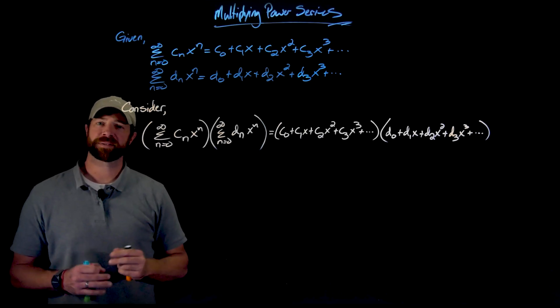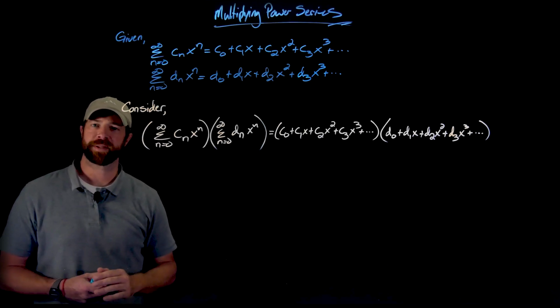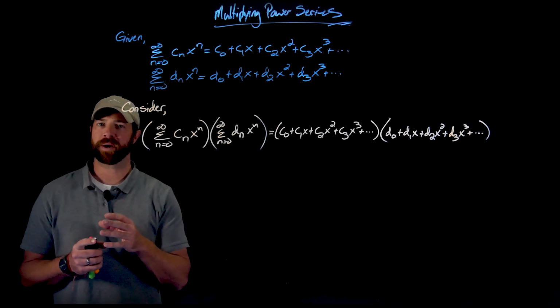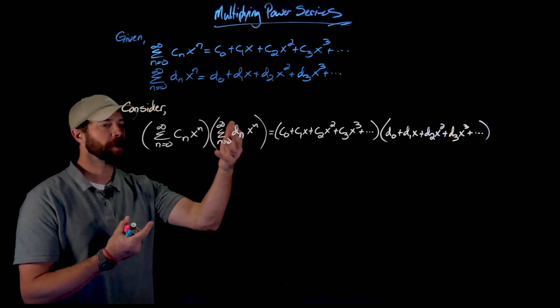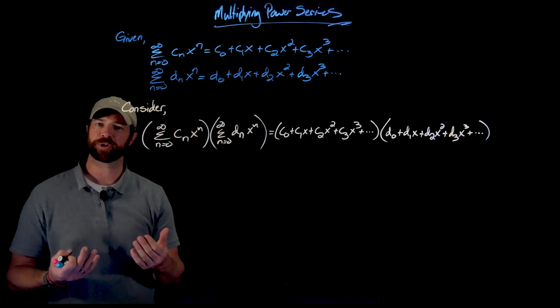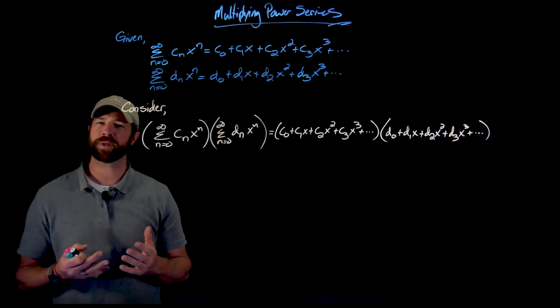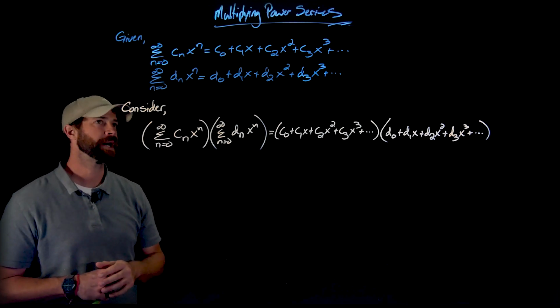All right, in this video, we're going to talk about multiplying power series together. You've got to be a little bit careful when doing this. It's not quite as straightforward as you might hope, but we're going to talk about a bit of a process for how we can develop the idea of multiplication. This product that we get from this multiplication, we call the Cauchy product of power series.